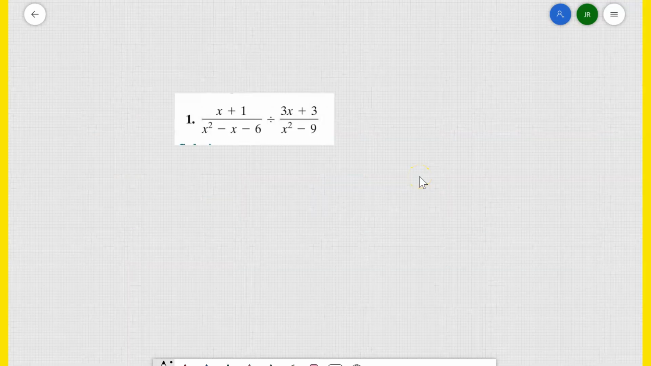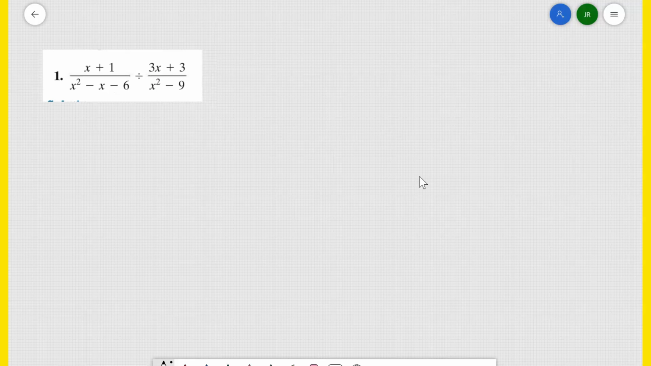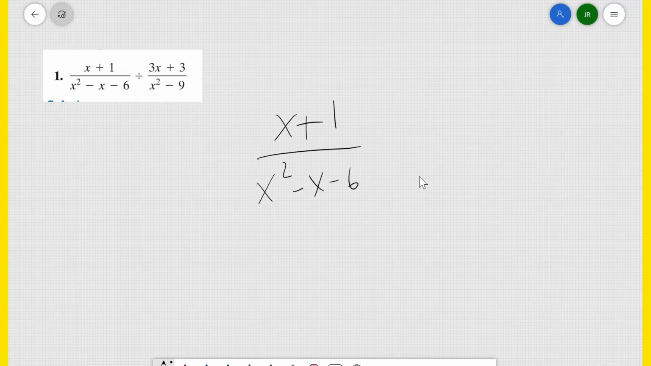All right, what's the first step? Change it to multiplication and flip that second fraction. So let me do that first before I do anything else. Otherwise, I will be wasting my time. X plus 1 over x squared minus x minus 6. I will be wasting my time trying to do any other work on this problem unless I do this first.